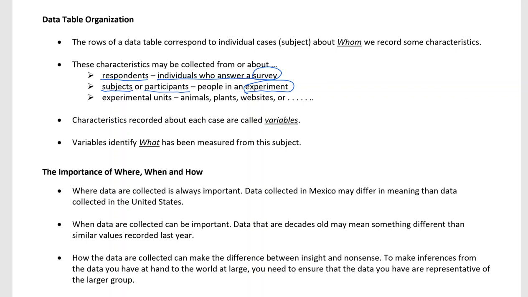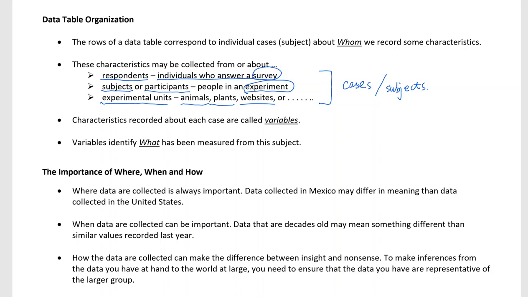And the last part will be if it is not people, not individuals, it can be animals, plants, websites, or anything, any subject. Then normally we just call them experimental units. So in all these cases we generally call them cases, or we generally call them subjects.